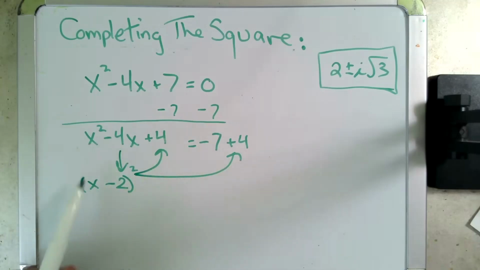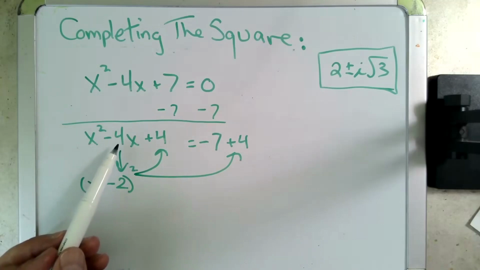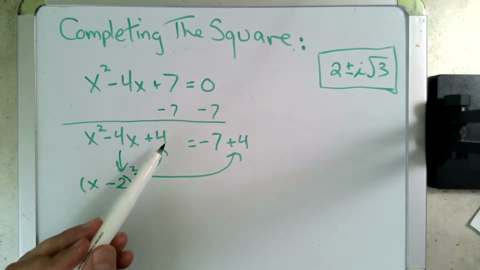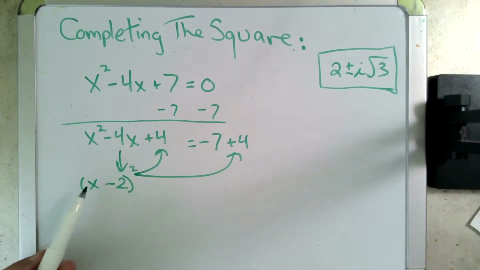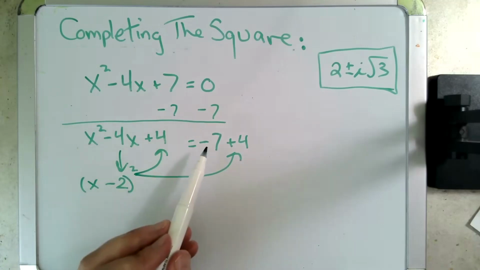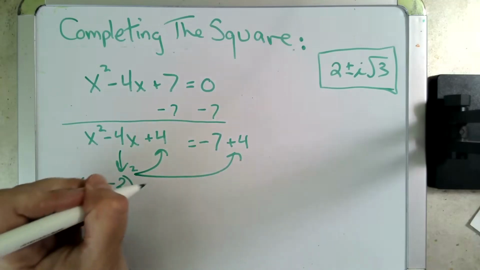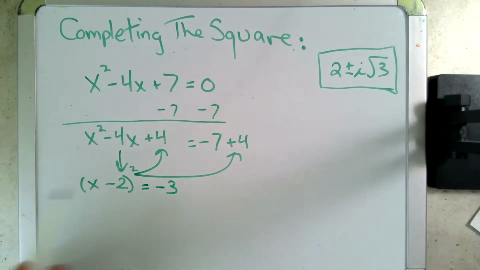If I FOIL that out, my middle term winds up being minus 4, and my final term winds up being positive 4. So it's x minus 2 squared. And then minus 7 plus 4 is minus 3. My next step in solving is I would square root both sides. So square rooting something squared just removes the squared, and square rooting negative 3, first of all, it gets me a plus or minus. Don't forget that, or you're going to be missing an answer.